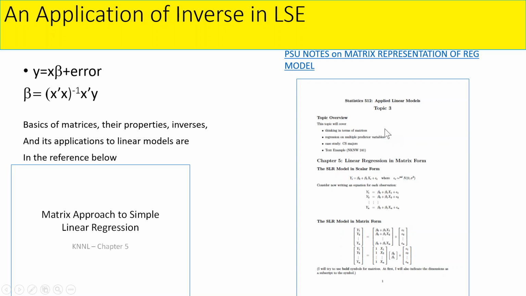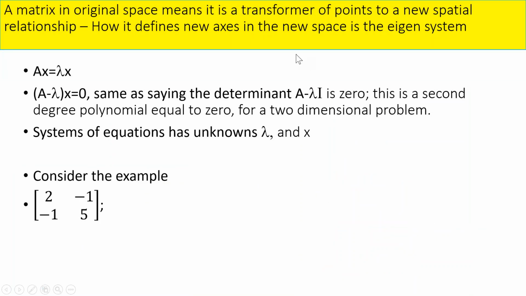Okay. So we talked about this: how we use matrices to solve linear regression problems of high dimension. All those things we talked about. Everybody with me, right? Okay. So I said I'm going to talk to you about what is meant by eigenvalues and eigenvectors. A matrix in original space is a transformer of points to a new spatial relationship. How it defines the transformation, how it defines new axes in the new space, is the eigen system.